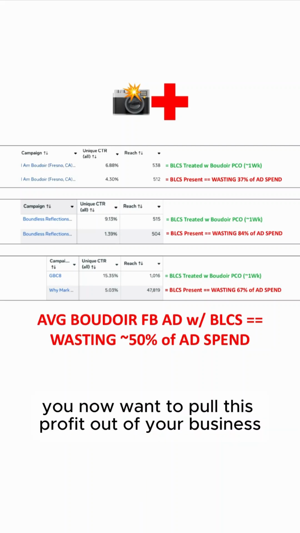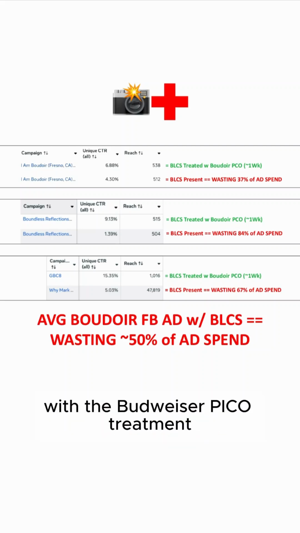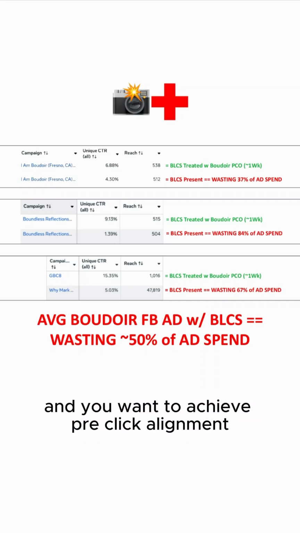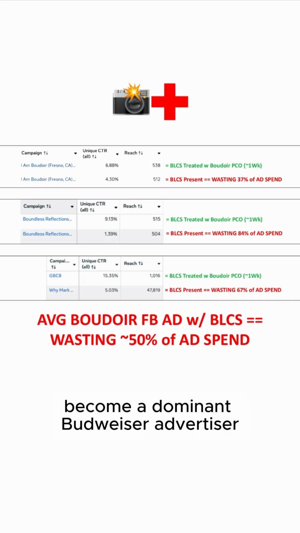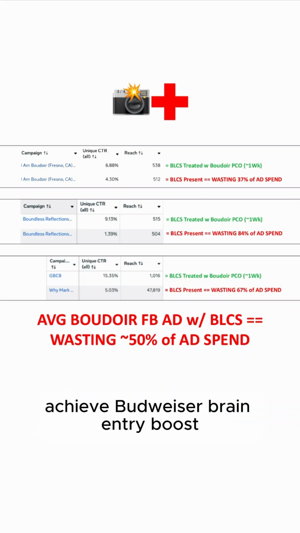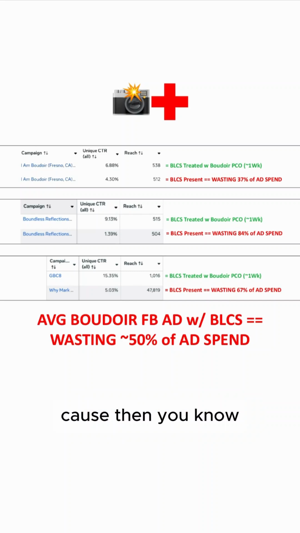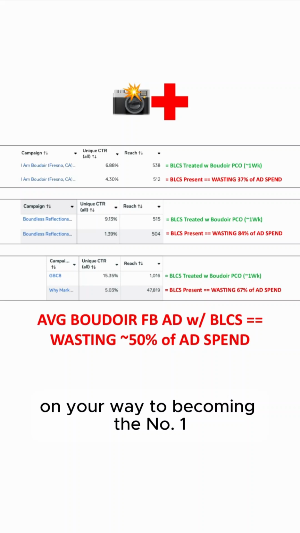You decide you now want to pull this profit out of your business with the Boudoir Pico treatment, and you want to achieve pre-click alignment, become a dominant Boudoir advertiser, achieve Boudoir brain entry boost, because then you have to achieve that on your way to becoming the number one boudoir photographer in your city.